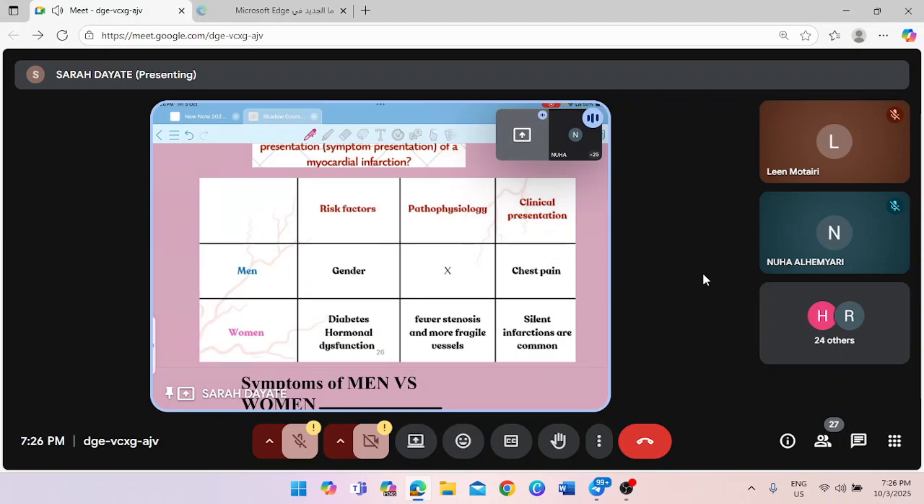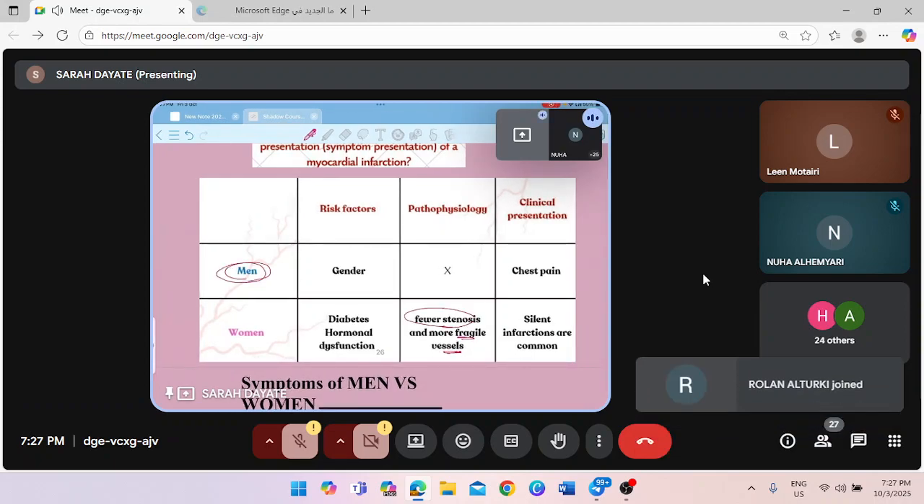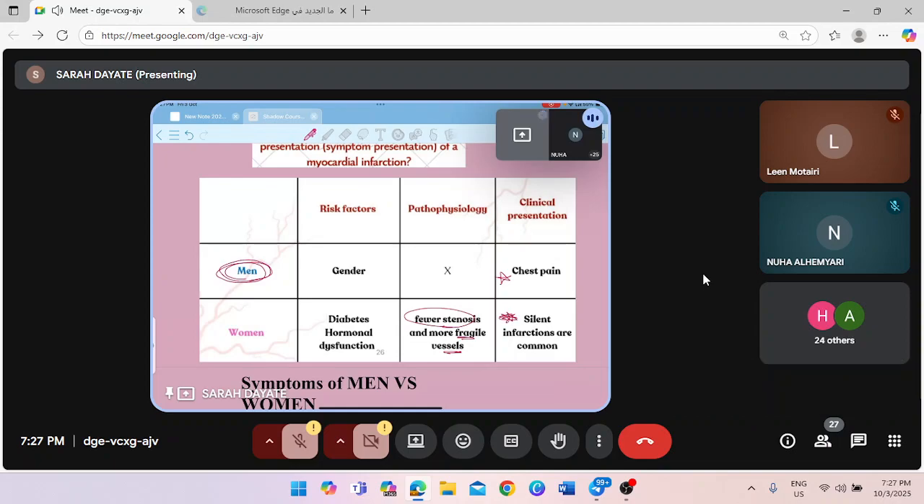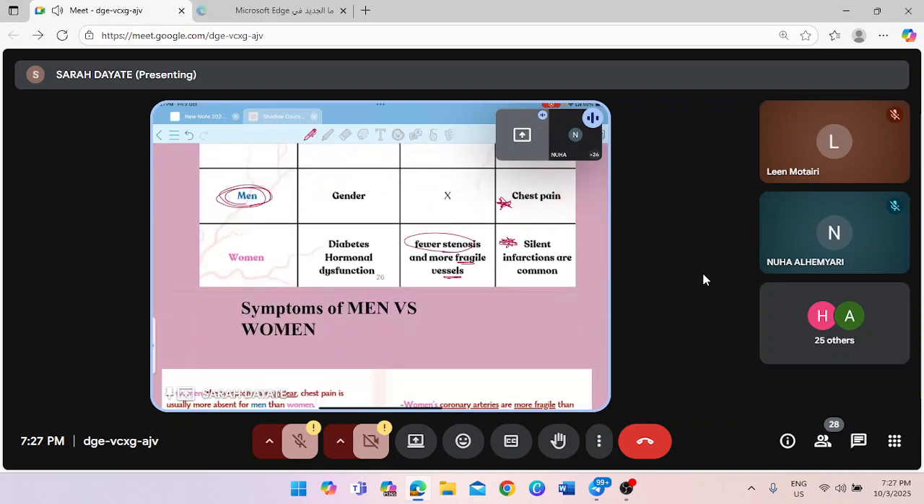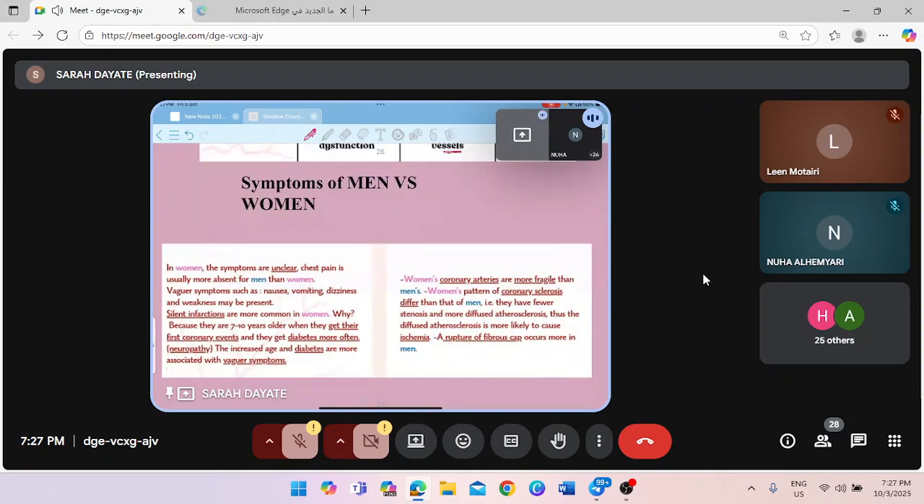The pathophysiology here: women have more fragile or weak vessels, but stenosis is less. And the men have chest pain, but in women silent infarctions are common. Having chest pain is basically a good sign, because they know there is a problem and they can go to get help. But for women it's hard, because it might be too late for them, as they're not feeling that there is some problem.